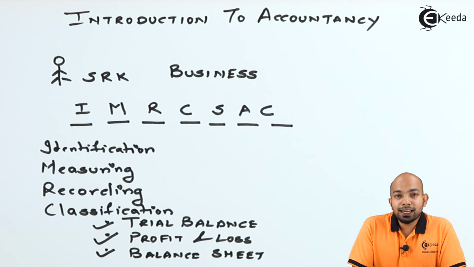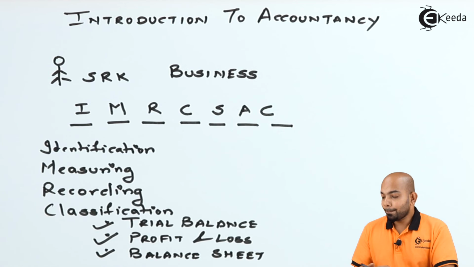So, the steps that we have learned so far are identifying the transactions, measuring the transactions in terms of monetary value, recording the transactions, and classifying the transactions under certain categories, which are either trial balance, profit and loss account, or balance sheet. Now, the next step that follows is summarizing.